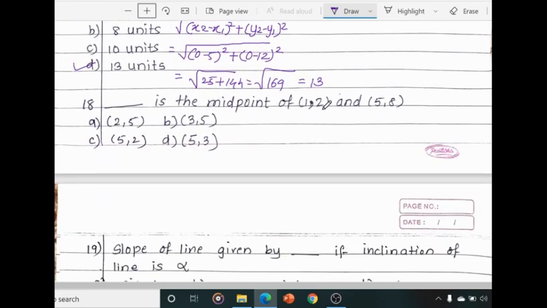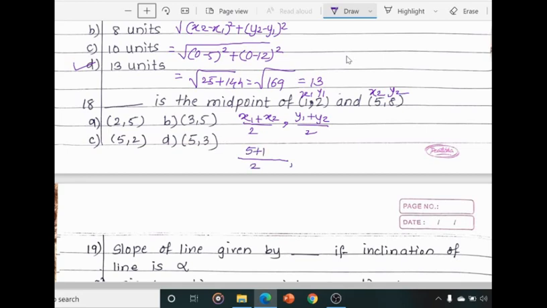Next: dash is the midpoint of the points (1, 2) and (5, 8). We know the midpoint formula is given by (x1 plus x2) by 2 and (y1 plus y2) by 2. This is our x1, y1 and this is x2, y2. Put these values. So we get (5 plus 1) by 2 and here (8 plus 2) by 2. So 5 plus 1 is 6 by 2 and this is 10 by 2. So the answer is (3, 5).